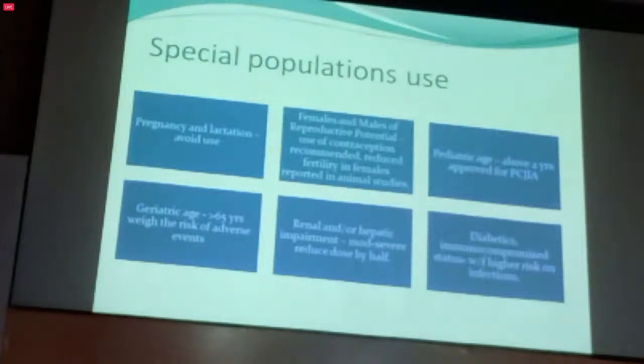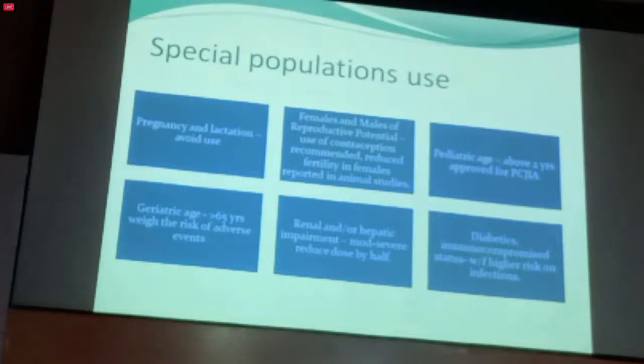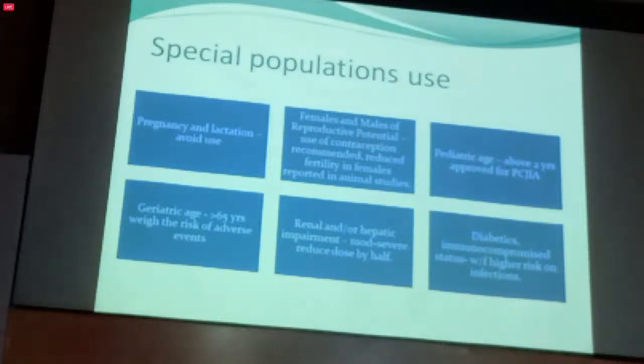In special populations like pregnancy and lactation, one should avoid use. In geriatric age, one can use it below 65, but above 65 the risk of adverse effects increases. In males and females with reproductive potential, the use of contraception is recommended, and reduced fertility has been seen in animal studies. In pediatric age, it is approved for 2 years in juvenile arthritis. In hepatic and renal impairment, we should reduce the dose. In diabetics and immunocompromised status, watch for high risk of infections. And there is a whole list of off-label indications where we can use tofacitinib.